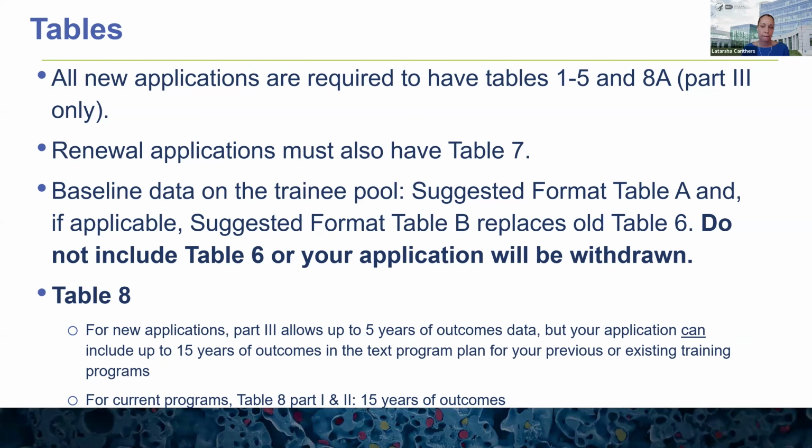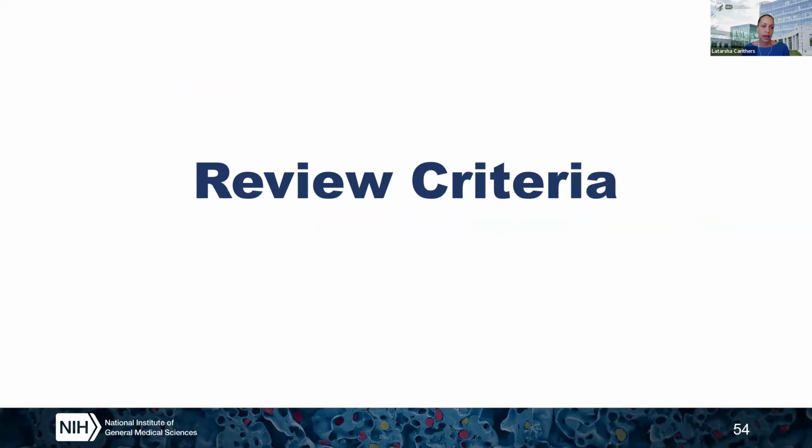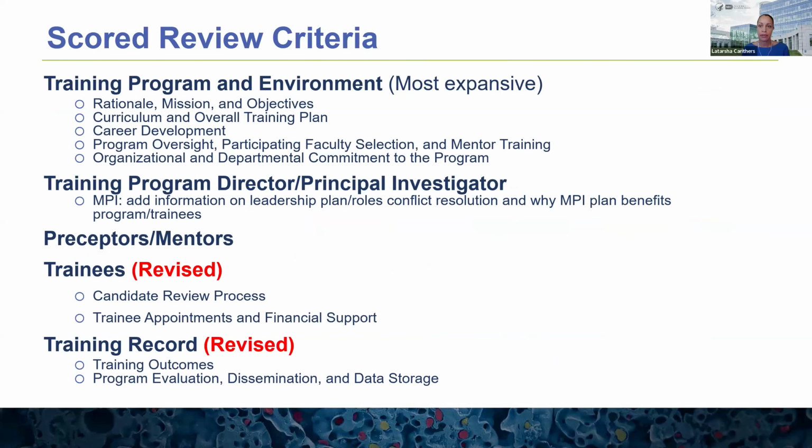Next slide, please. Next slide, we're going to get into the actual review criteria now. So there are 5 scored review criteria for the MSTPs. Those are the training plan and environment. This is probably the most expansive or largest component of the review criteria. It has 5 different components: the rationale, mission, and objectives, the curriculum and overall training plan, career development, program oversight, participating faculty selection, and mentor training, and then organizational and departmental commitment to the program.